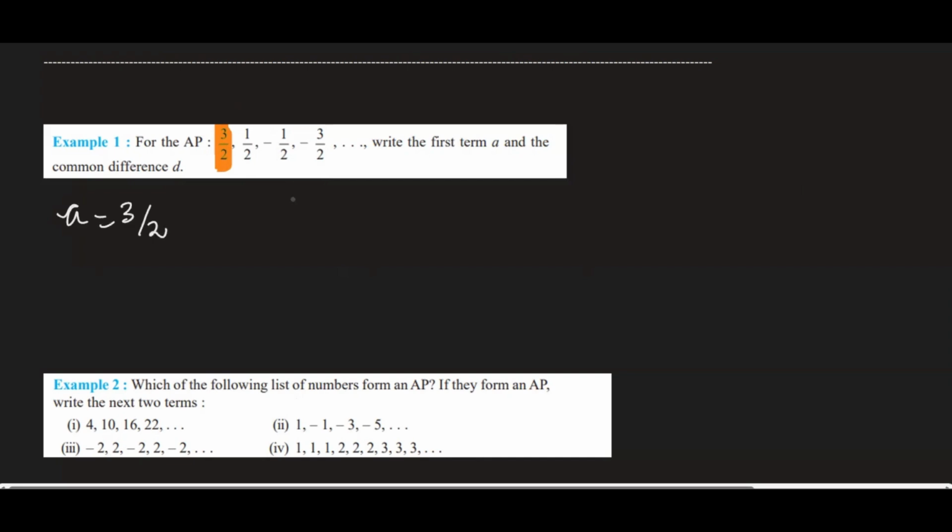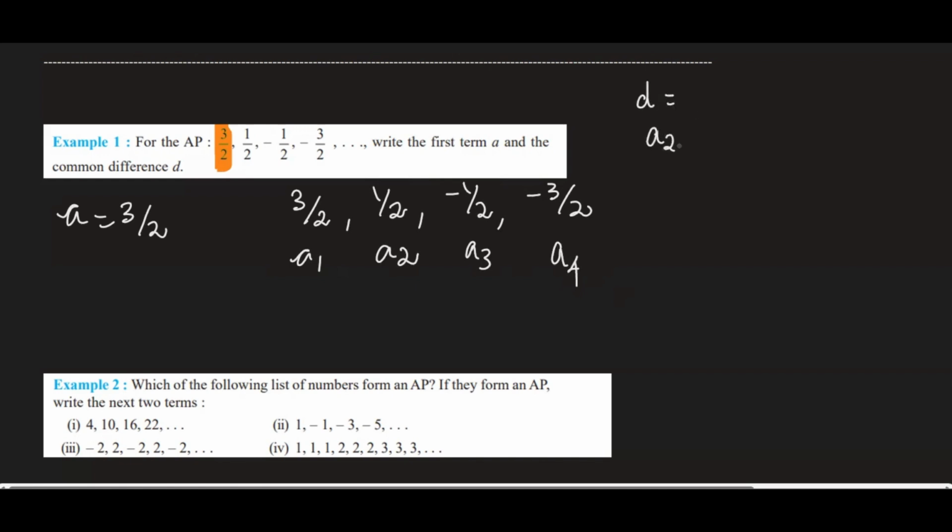Now to find D, we will just write the series. So 3 by 2, 1 by 2, then minus 1 by 2, then minus 3 over 2. So this is A1, this is A2, this is A3, and this is A4. Okay. To find D, the first thing we will do is A2 minus A1. We will do A3 minus A2 and A4 minus A3.